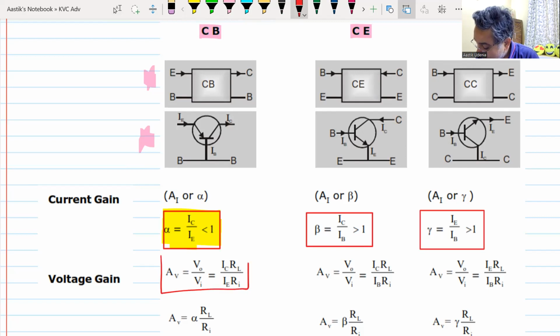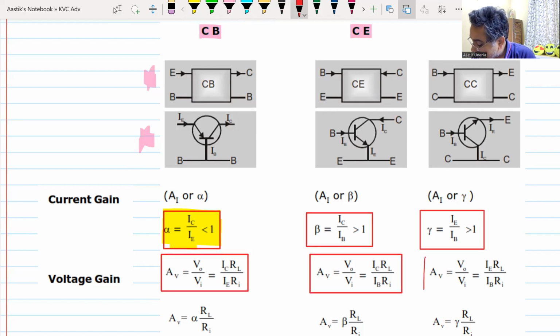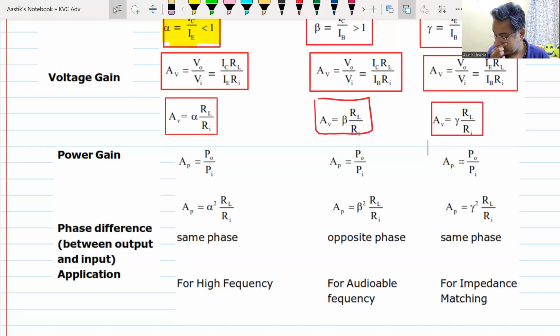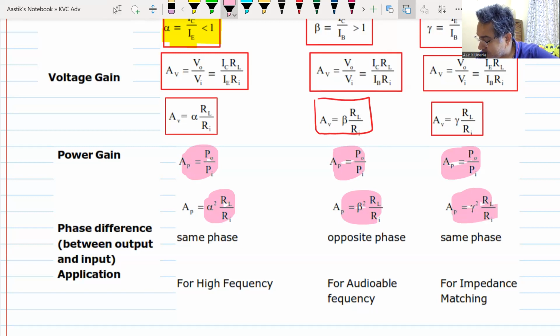Similarly, you will have the formula for voltage gain here, and voltage gain here. You can write it as alpha into output resistance divided by input resistance. Do we understand this? Yes, sir. I'll give you 2 minutes to note it down fast. Then you have the remaining formulae for power gain. So just write those formulas for power gain together.